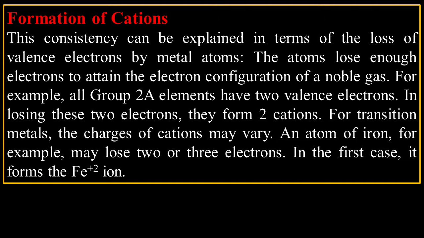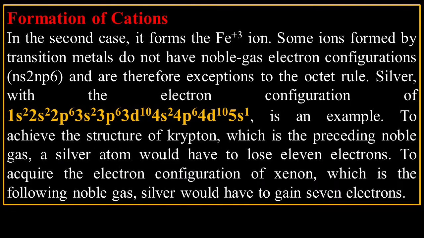For transition metals, the charges of cations may vary. An atom of iron, for example, may lose 2 or 3 electrons. In the first case, it becomes the iron +2 ion. And in the second case, although it's not listed here, it's iron +3. So red blood is iron +3. Dried blood is iron +2. In the second case, it forms the iron +3 ion.